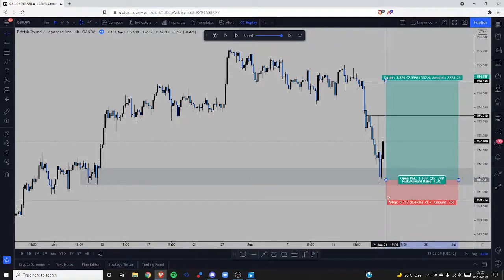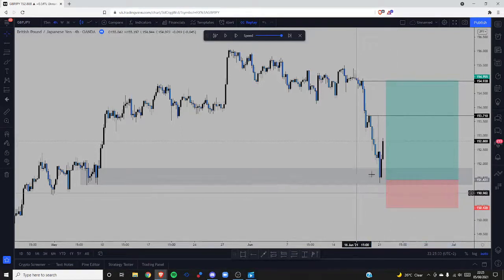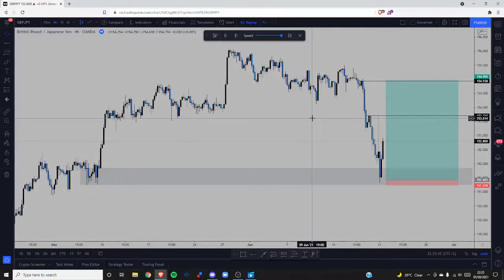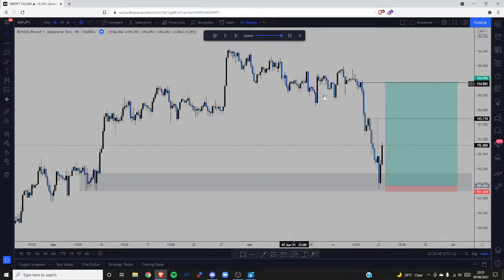Even if you have 1 to 3 or 1 to 4, you don't give yourself much room for error. The better the risk to reward, the more mistakes you can make, the safer your trading is going to be, and the lower your win rate can be. So we'll just see how this trade plays out.